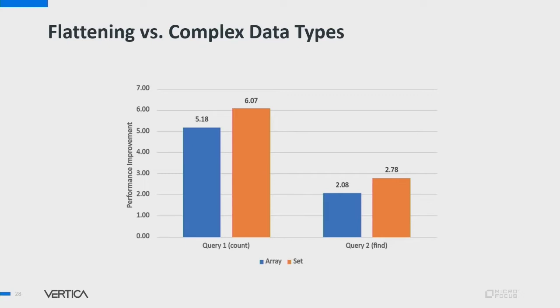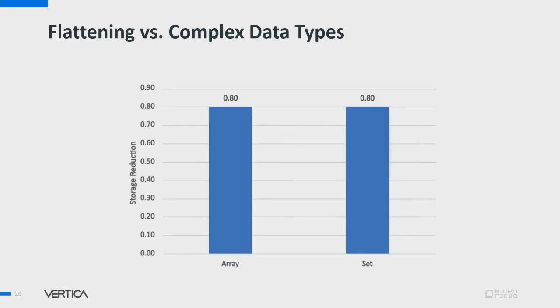For our second query, finding users who had a specific search term, the array table performed twice as fast, and the set table performed almost 3 times as fast. In addition to having the queries run faster, we derive another benefit from using the complex type data as well. Both the array and set tables used 80% of the storage space that was needed for the flattened table.